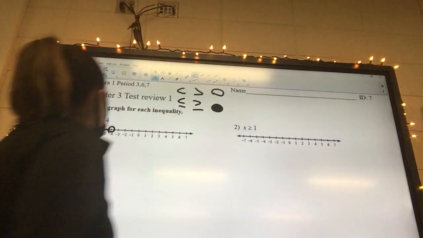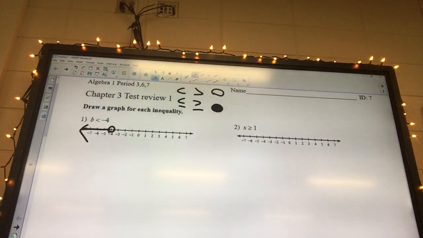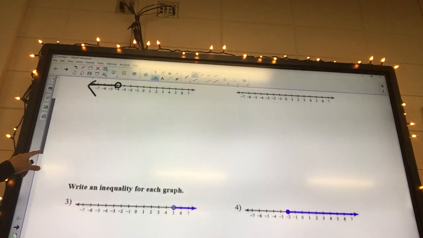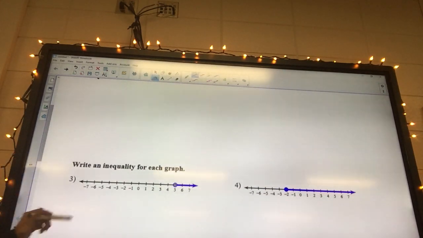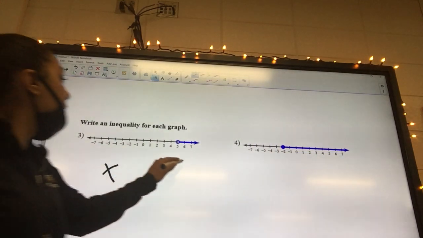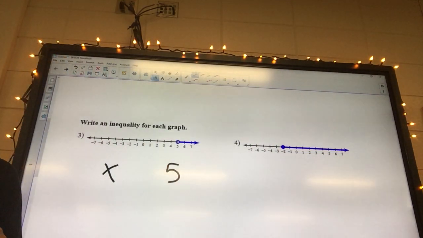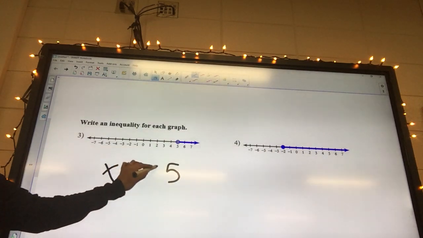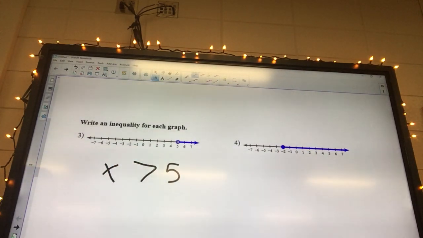Okay, the next section on here is about writing inequalities for the graph. So on the flip side, you can use any letter you want to. What's our number? 5. Which way is it going? To the right. That means my arrow. Does it need a line under it? No. So that one's done.